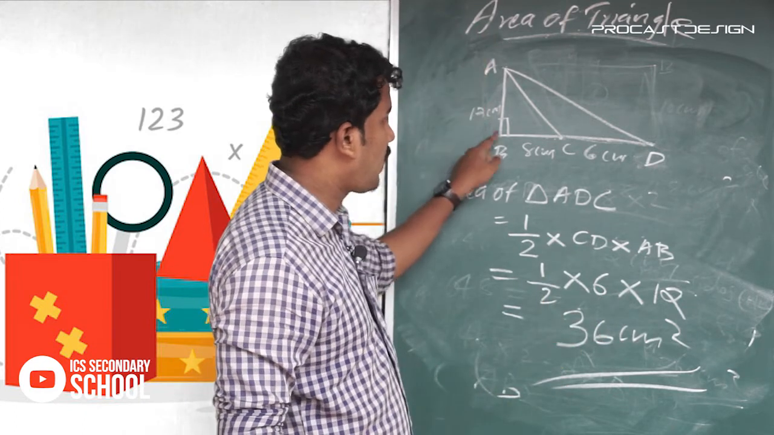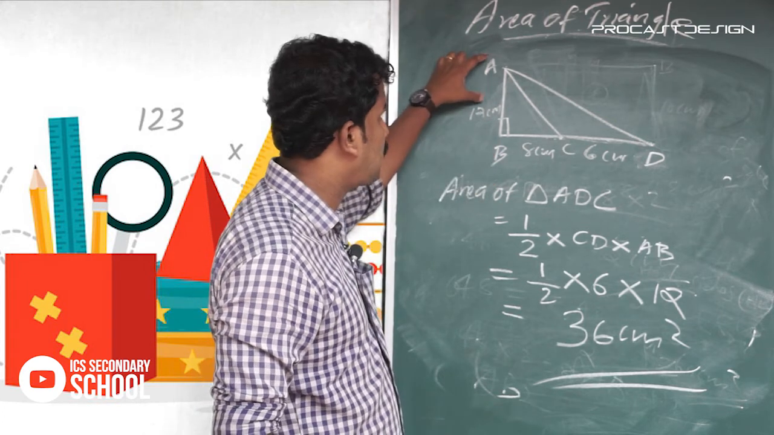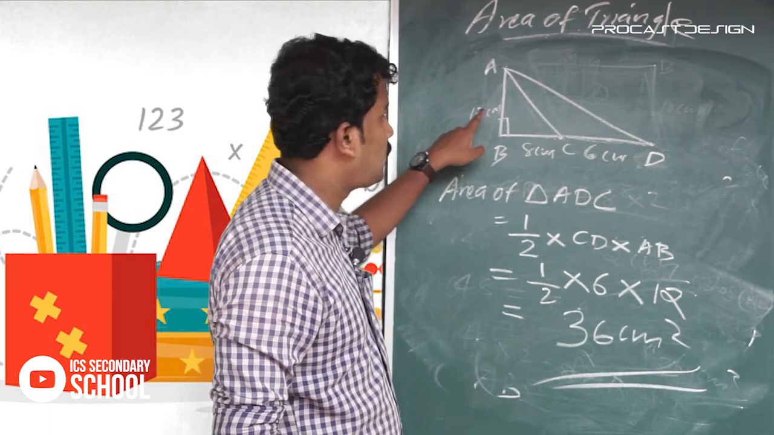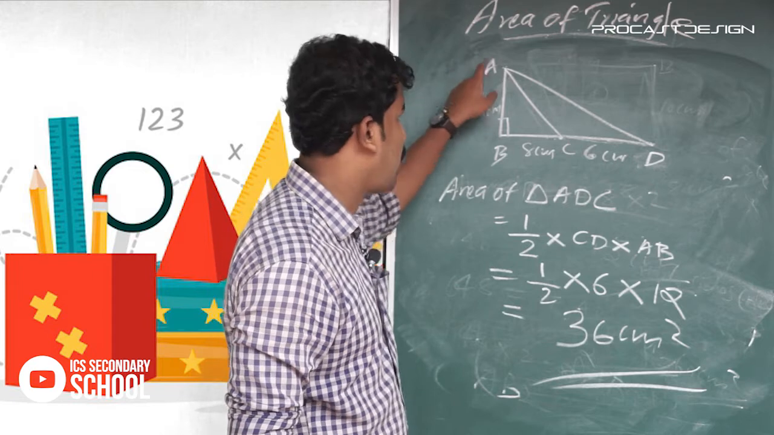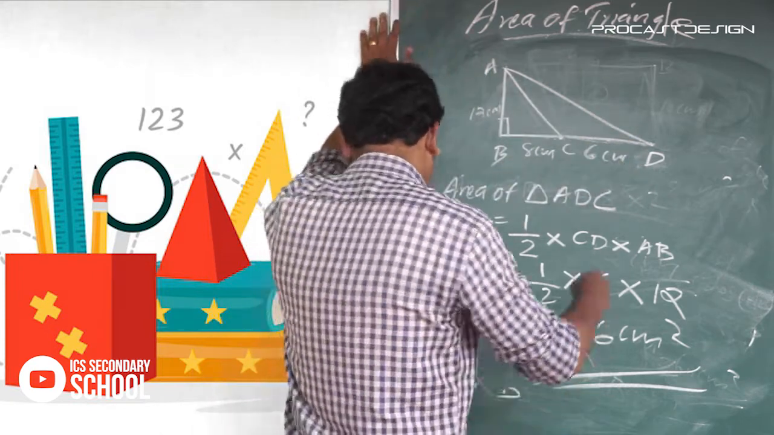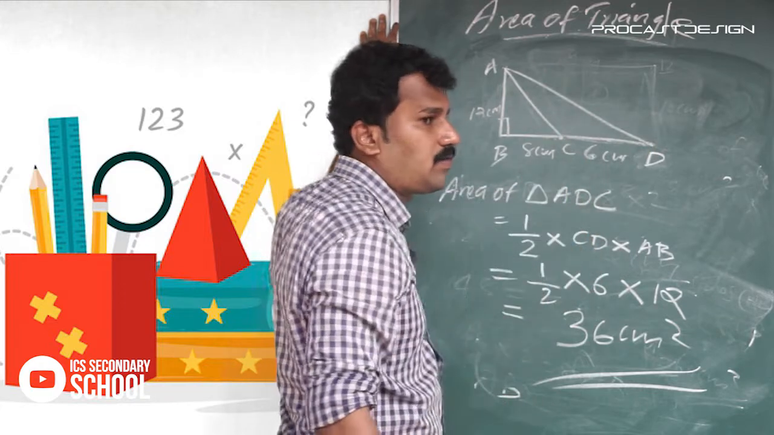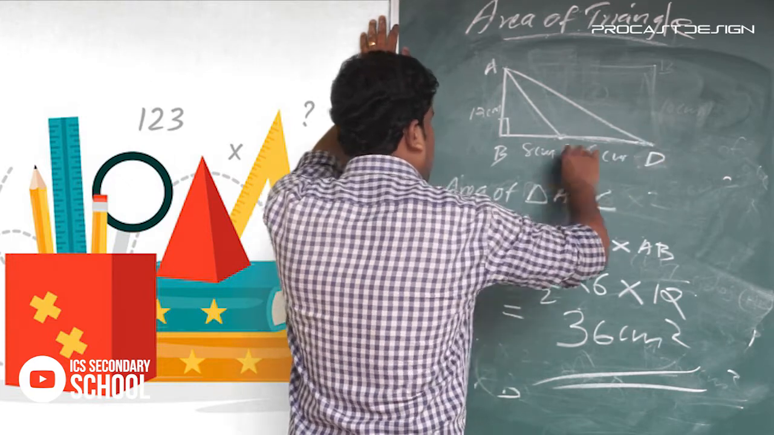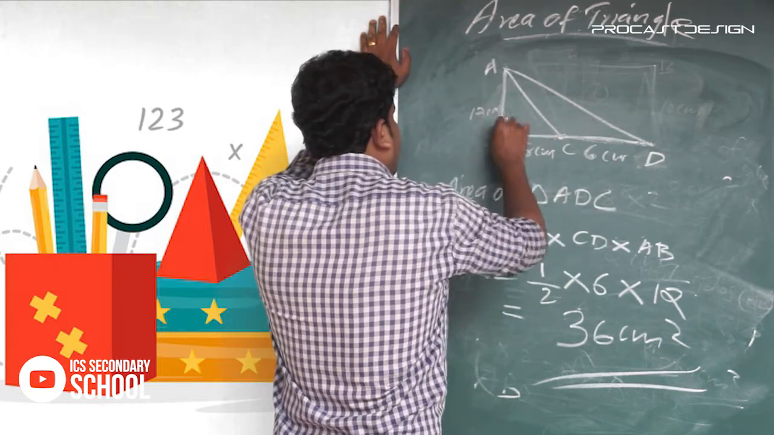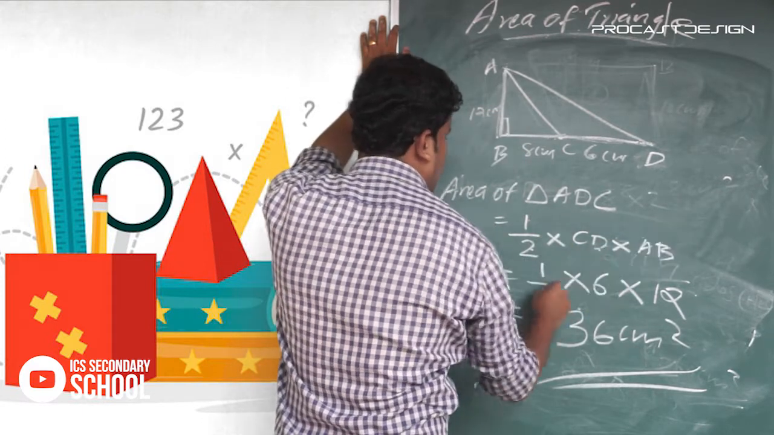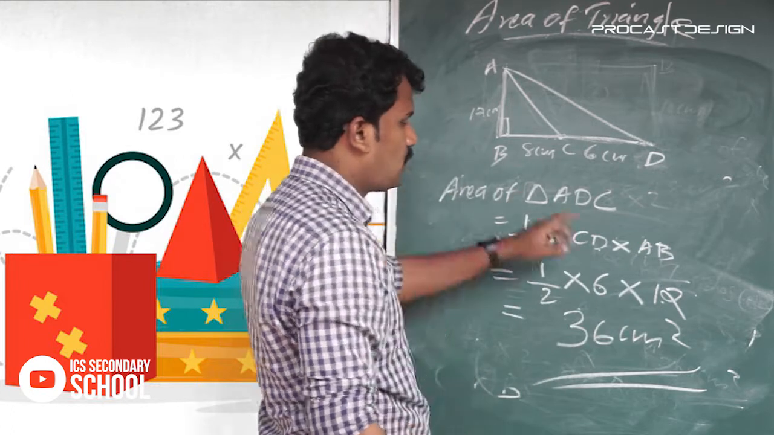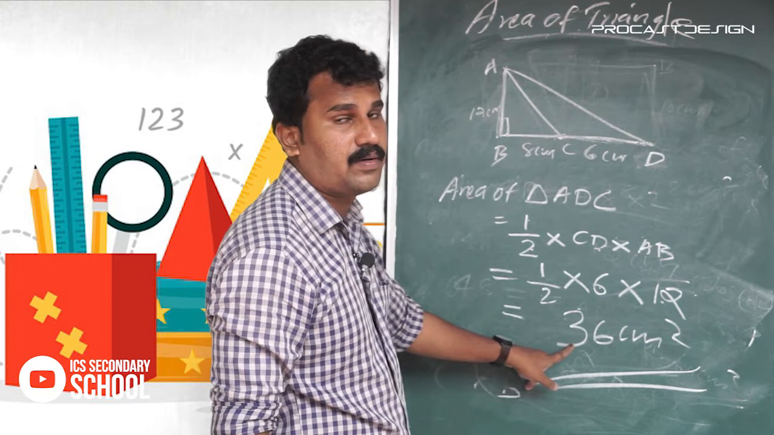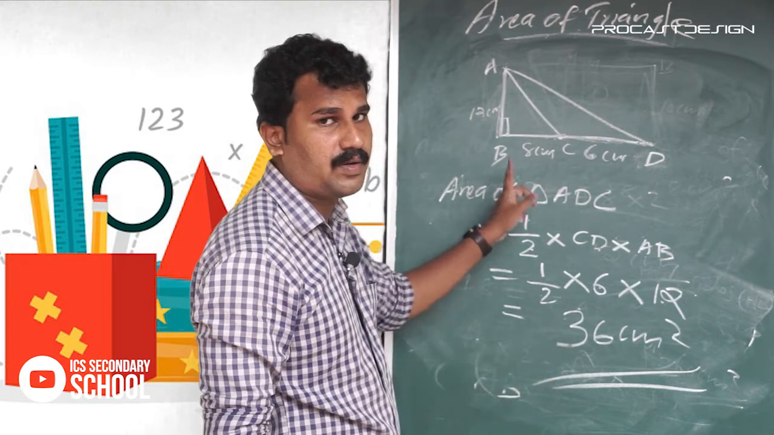So based on this right angle triangle, we calculated the side AB as 12 centimeter. Based on the sides of this right angle triangle, the area of triangle ADC is half into CD into AB, that is half into 6 into 12, that is 72 by 2, equal to 36 centimeter square. Okay, got it? So very important.